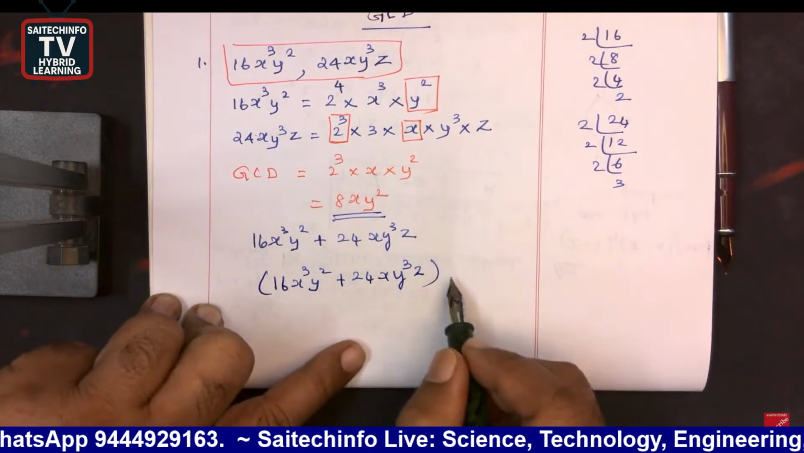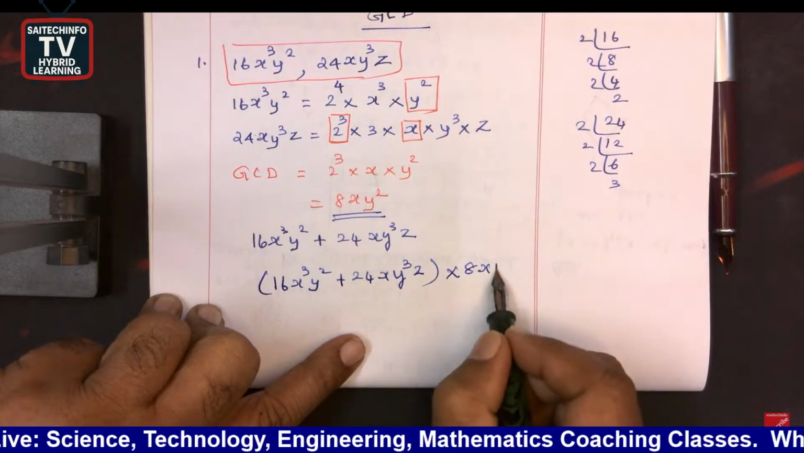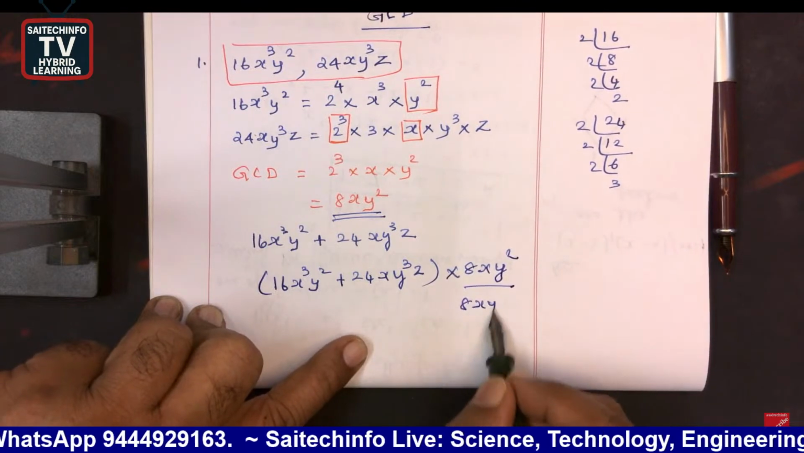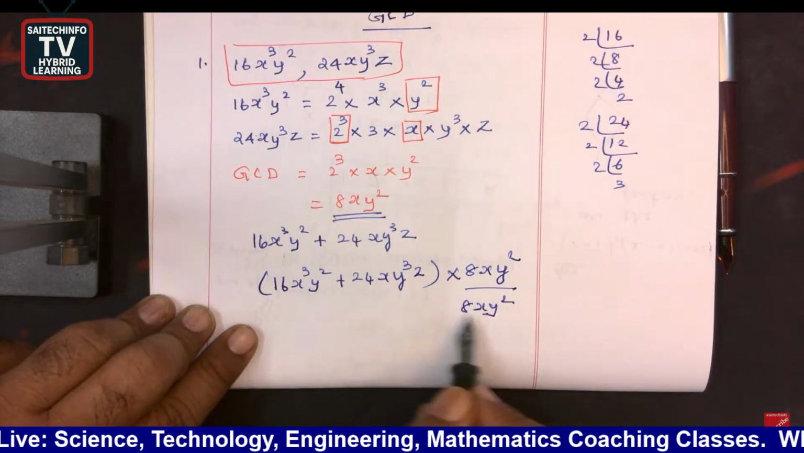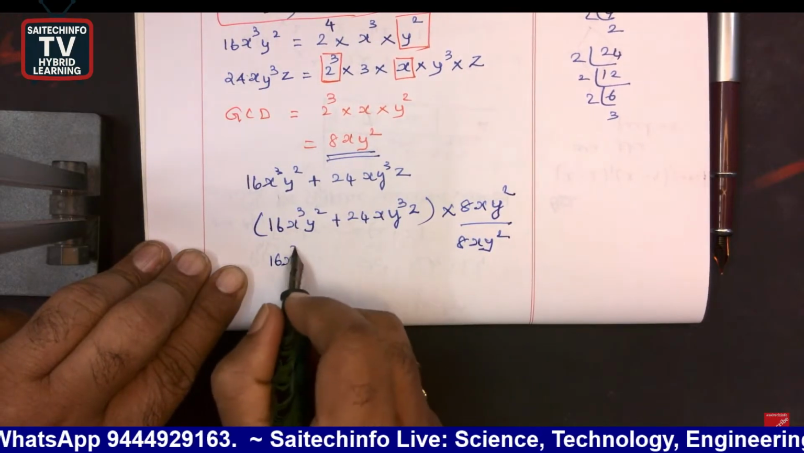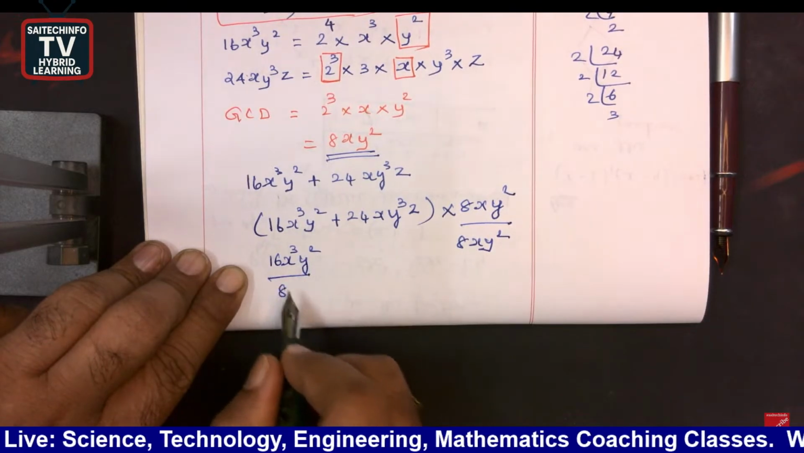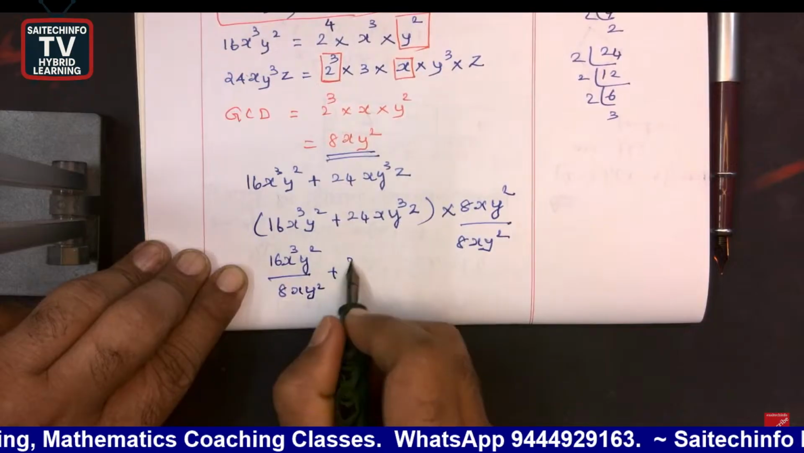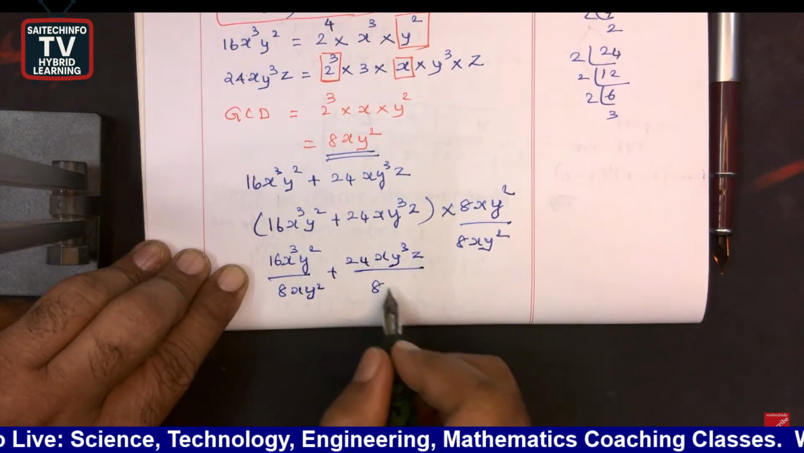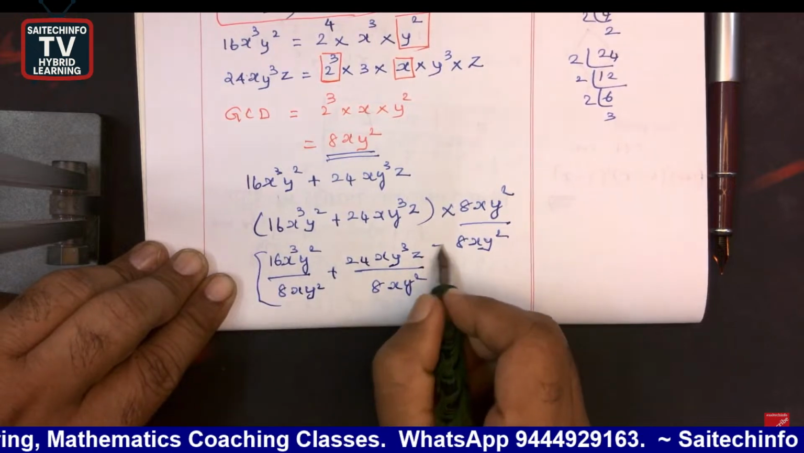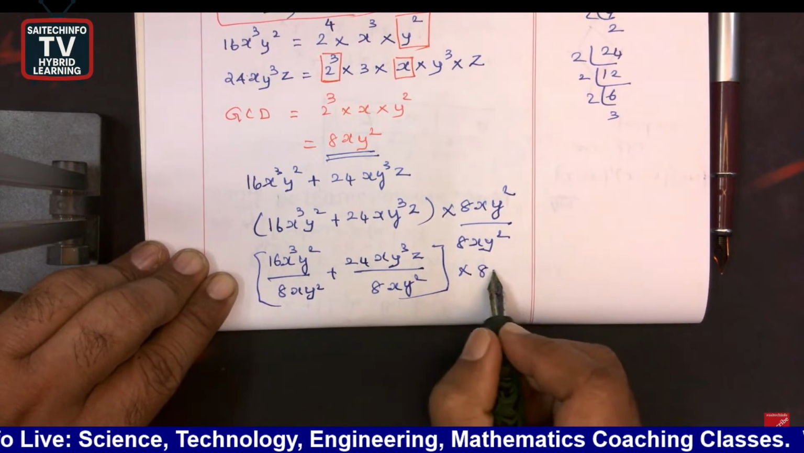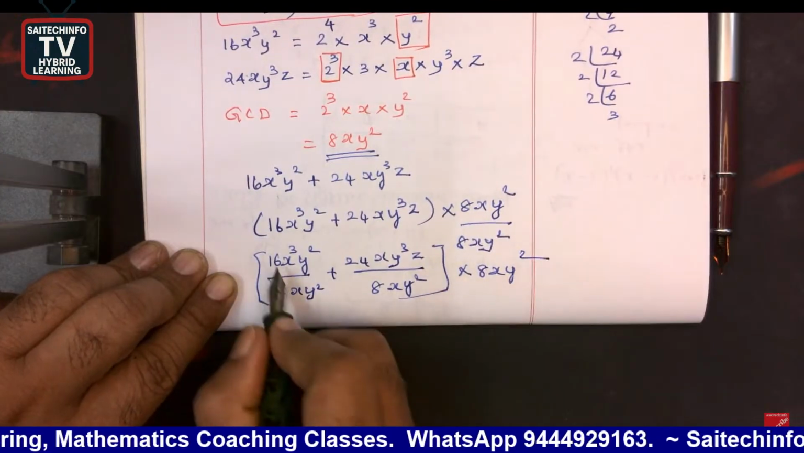Now what you are supposed to do? Multiply and divide by 8xy squared, right? So 8xy squared. Now we can bring this 8xy squared for each term. Listen here. So 16x cube y squared divided by 8xy squared plus 24xy cube z divided by 8xy squared. Are you able to follow? So I have taken the denominator, the numerator is retained as such, 8xy squared. So we have to solve this.